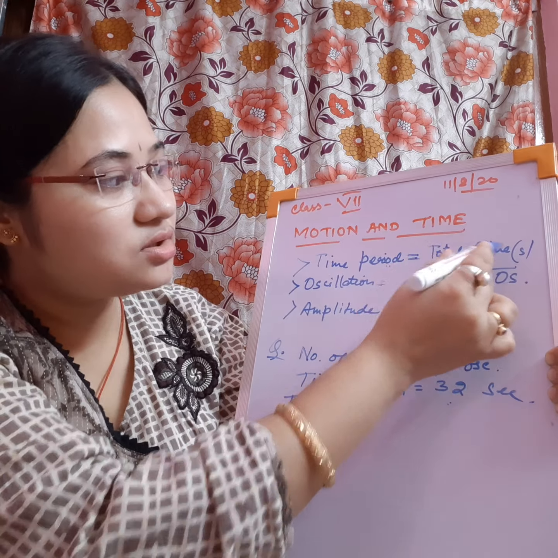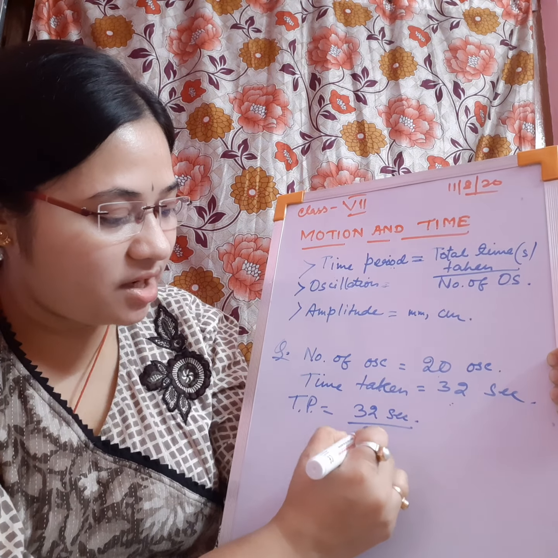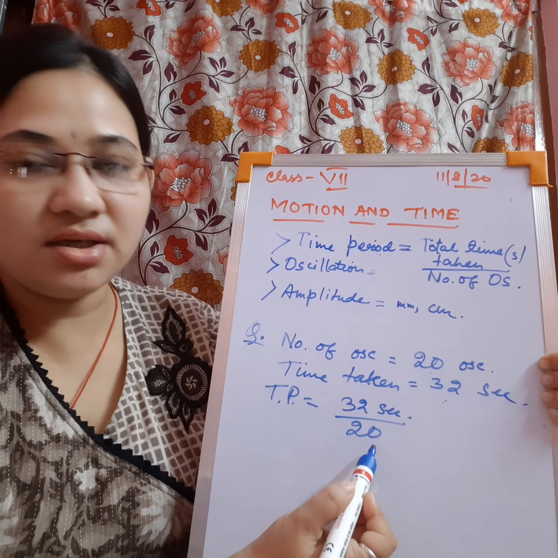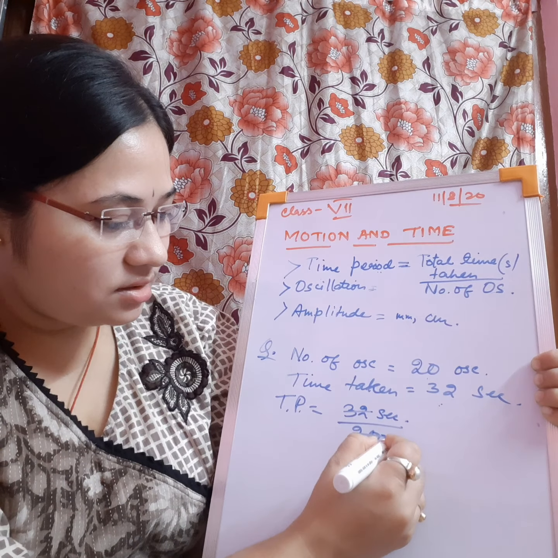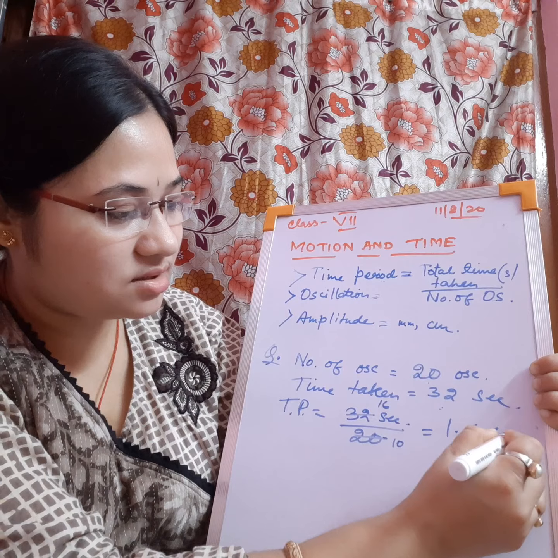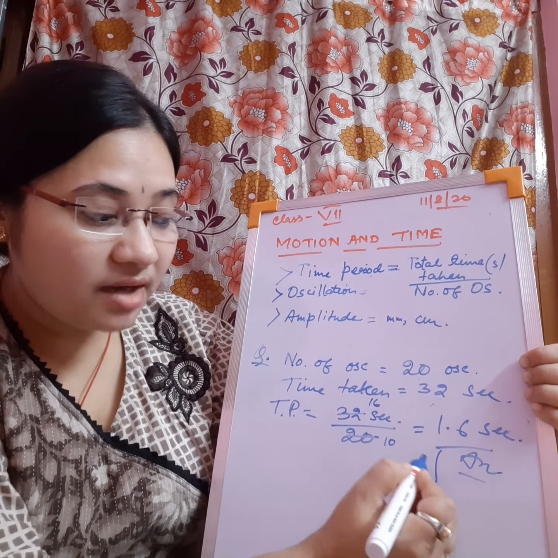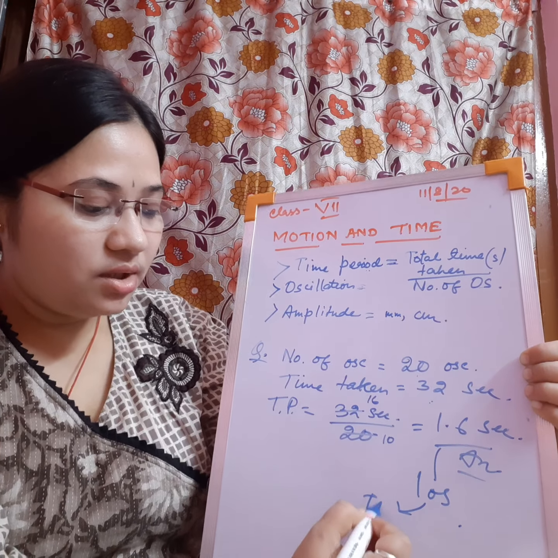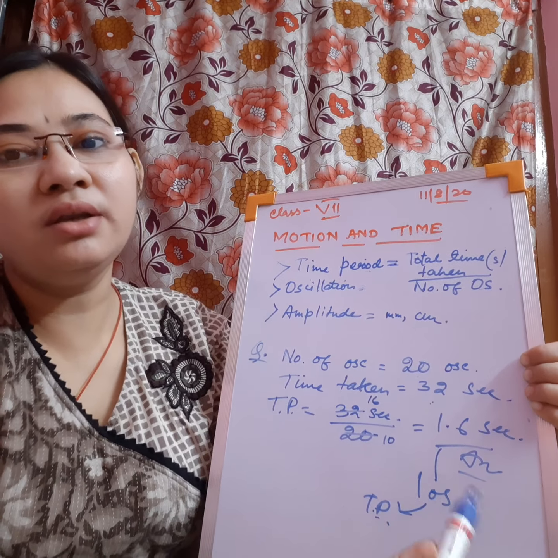So the total time is 32 seconds. We will simply divide it by 20, just like the previous one. The number of oscillations is 20. So we get 1.6 seconds. So this is the time period. That means this is the time taken to complete one oscillation, and that is equal to the time period. What is the time period? It is the time taken to complete one oscillation.